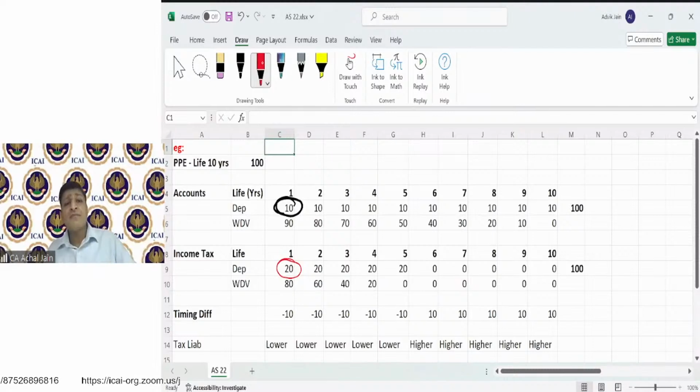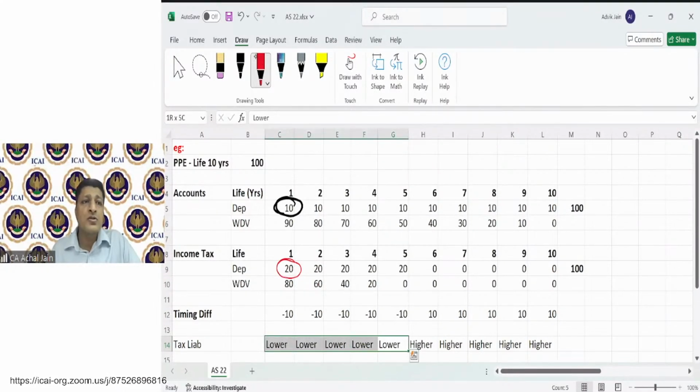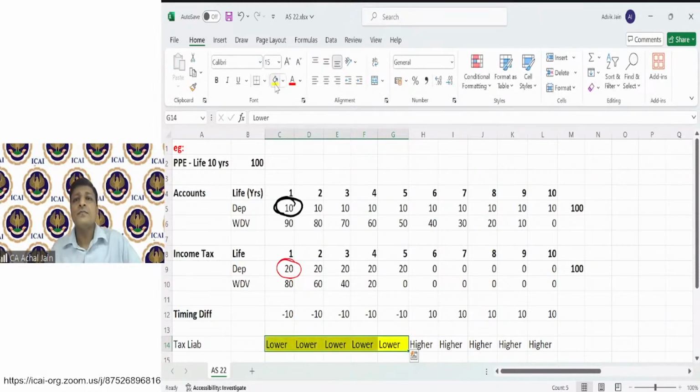Therefore, in the first year, what will happen? The company will pay lower tax. Yes or no? In the first year, the company will pay lower tax. Why? Because the company will have to pay tax as per the taxable profits, not as per the accounting profit. But the taxable profit in the first year will be lower. Same thing, if you look at the second year, tax liability will be lower. Third year, tax liability will be lower. Fourth year, fifth year. Now the same trend continues over a period of 5 years.